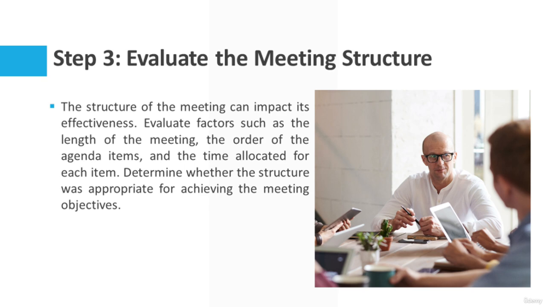Step number 3. Evaluate the meeting structure. The structure of the meeting can impact its effectiveness. Evaluate factors such as the length of the meeting, the order of the agenda items, and the time allocated for each item. Determine whether the structure was appropriate for achieving the meeting objectives.